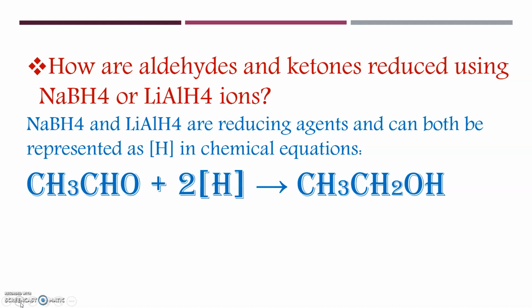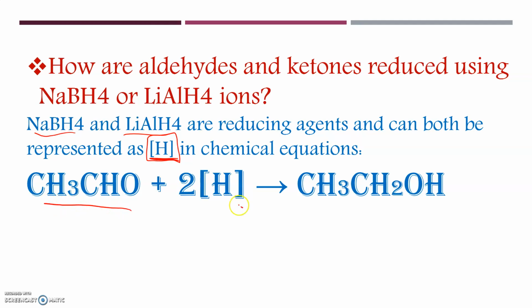Okay, another way to reduce aldehydes and ketones is using NaBH4 or LiAlH4. In this compound or that compound, we're reducing agents, and both of them can only be represented by hydrogen. Reducing agents means they add hydrogens, right? So we can only represent them by H. You don't have to write the whole name of the compound, you just write H. So again, this is ethanal.